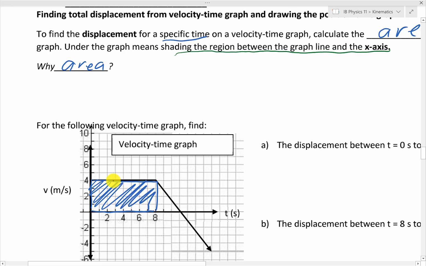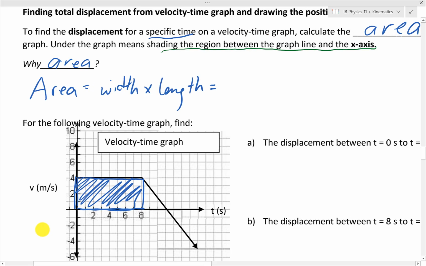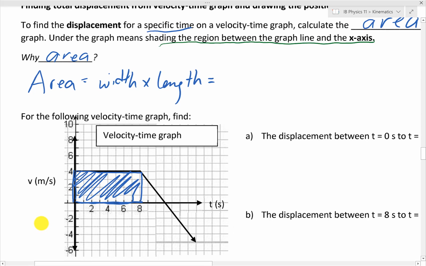Now, we know that this area here is a rectangle. So for a rectangle, or for any sort of shape, usually you have to multiply 2 dimensions. In this case, I'm multiplying the y dimension with the x dimension, width times length in this particular scenario. And it's very similar in the other areas, which we'll see in a moment. So here the width is our velocity measured in meters per second, and we're going to multiply that by the length, which is the time measured in seconds.